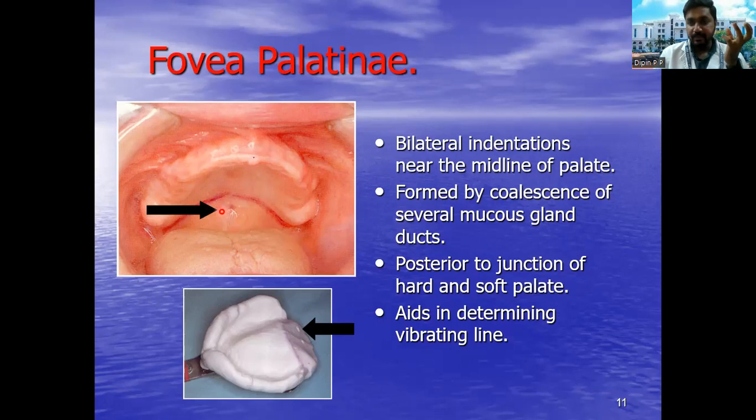in those patients who have thick ropey saliva, it is better not to cover the fovea palatinae, because this thick ropey saliva will come in between the denture and the mucosa, and it will result in dislodgement of the denture. So in those cases, it is better not to cover the fovea palatinae. The fovea palatina is located posterior to the vibrating line, and the posterior limit of the complete denture should be kept at the posterior vibrating line.